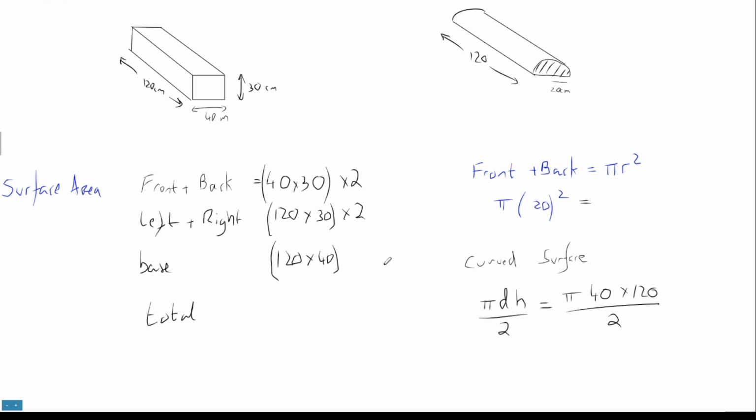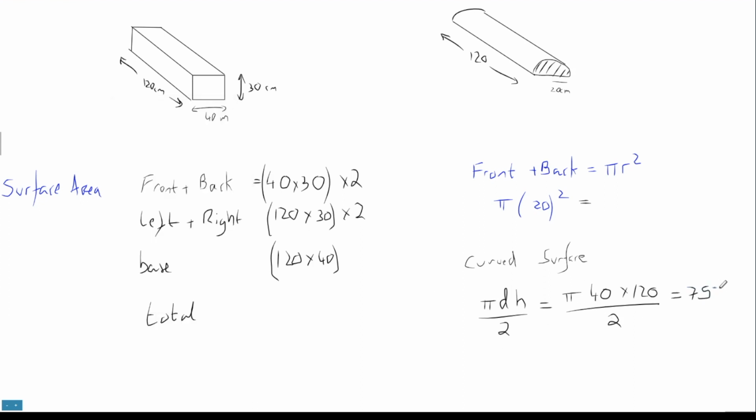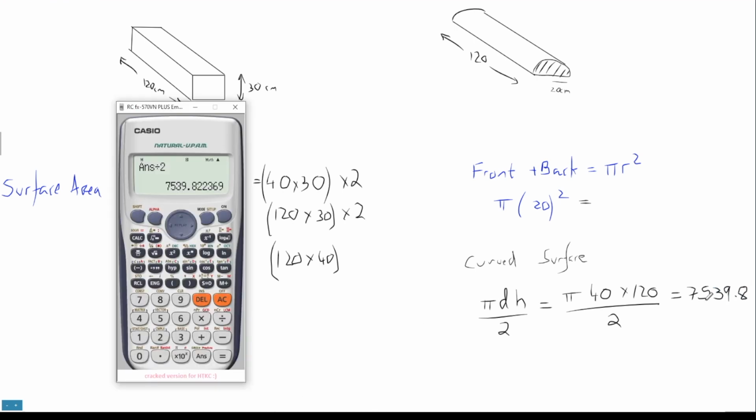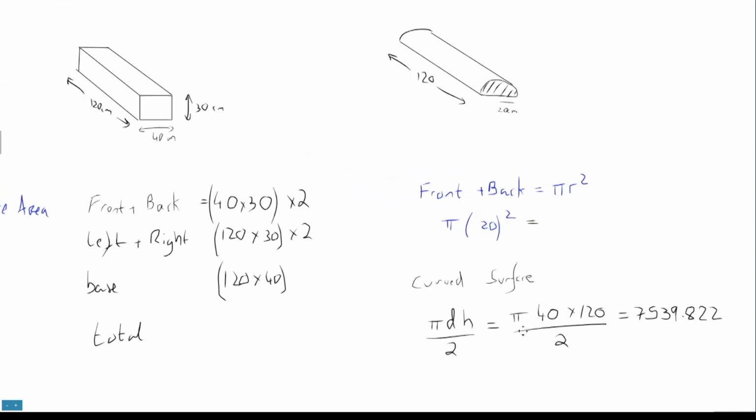Let's just crunch all these numbers through and see what we get, and we add them all up. So I'm going to do the trickiest ones first. Let's do pi times by 40 times by 120, and then divide that by 2. It's going to give me this number of 7539.8. Right on the edge there, sorry about that. And then we should do a few more decimal places. It was 0.22. All right.